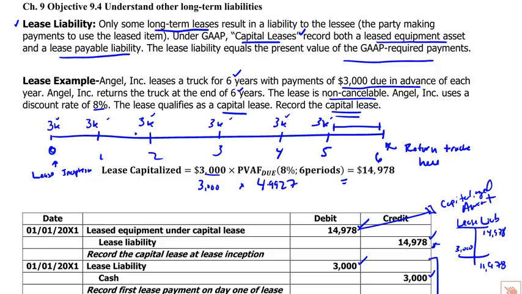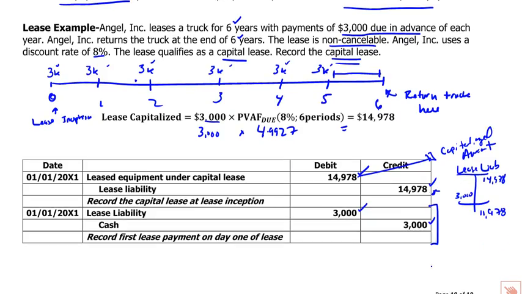All right. So that's pensions and leases. Just a couple other long-term liabilities. Know how to calculate the amount of lease capitalized and do the initial recognition of the lease. All right, that's it for Chapter 9.